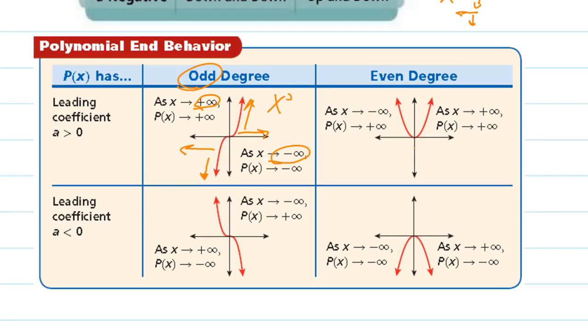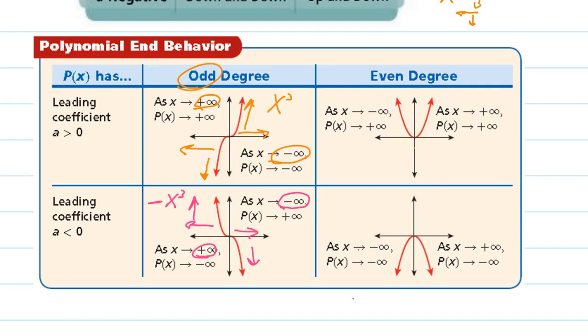If we switch it and have a negative x cubed, things simply switch. As I'm going to positive infinity, that means as I'm going to the right, what is happening to the graph? It's going down. As I'm going to negative infinity, that means to the left, what's happening to the graph? It's going up. So notice that your leading coefficient simply flips it upside down.